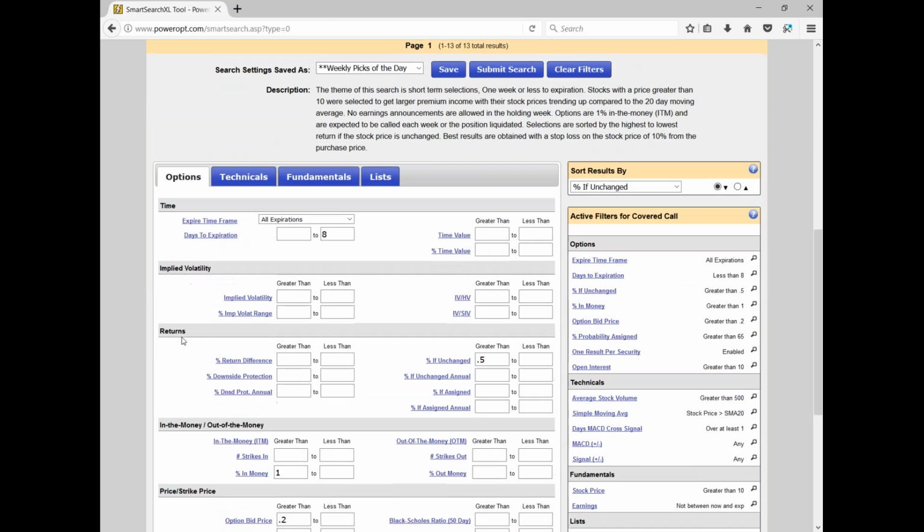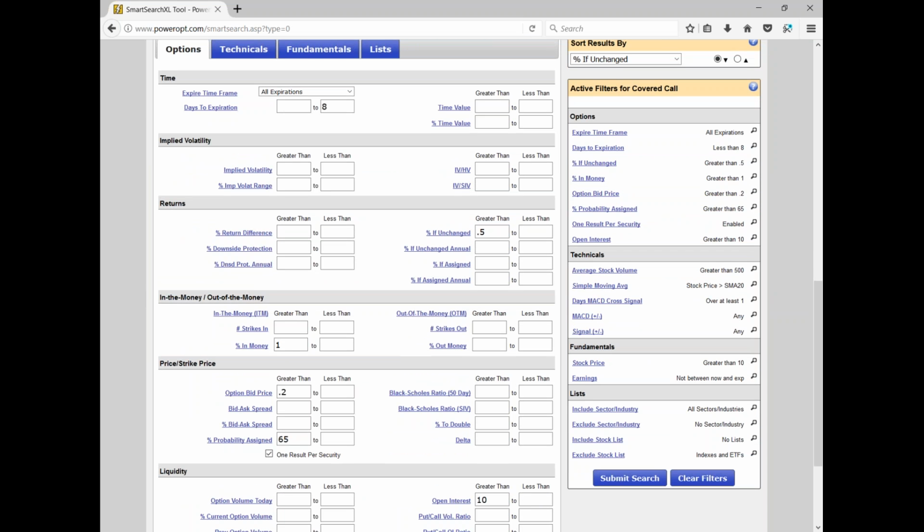So it's a real simple switch. We already saw the criteria available for the options, and anytime you're in the search, you scroll down below the listed trades. Over here on the right-hand side, you'll see the active filters that are being used for each saved search. So we can see here that we're looking for a percent if unchanged of greater than 0.5%, 1% in the money minimum, option bid price of 20 cents, and then some basic stock fundamentals, stock technicals, avoiding earnings between now and expiration, and more.